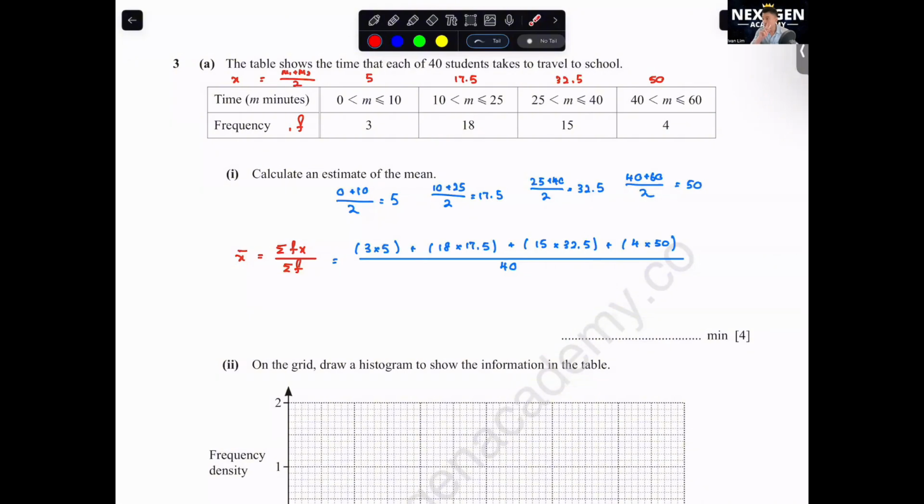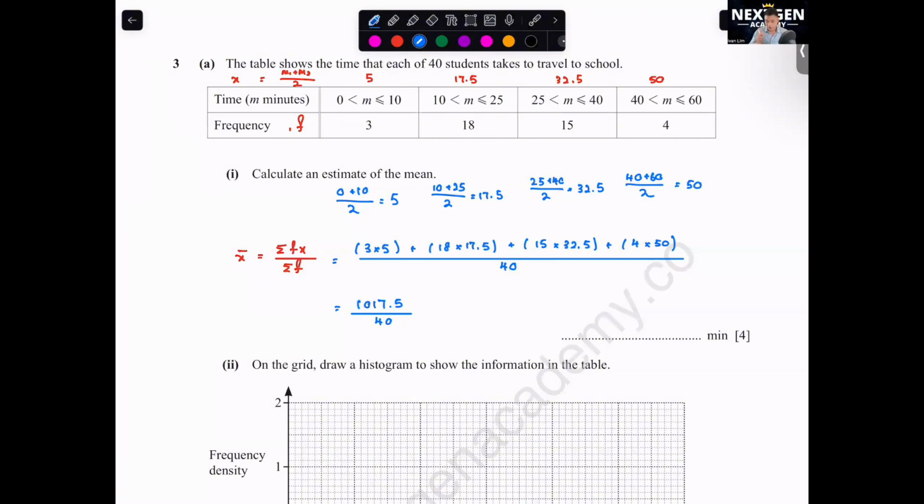Okay, what's the value that you all get in total? So 3 times 5 plus 18 times 17.5 plus 15 times 32.5 plus 4 times 50. Okay, you get here 1017.5 divided by 40. Why should you write this down? Number 1, you can double check it. Number 2, just in case your final answer is wrong, at least you can get some marks through here. Then you write divide by 40.